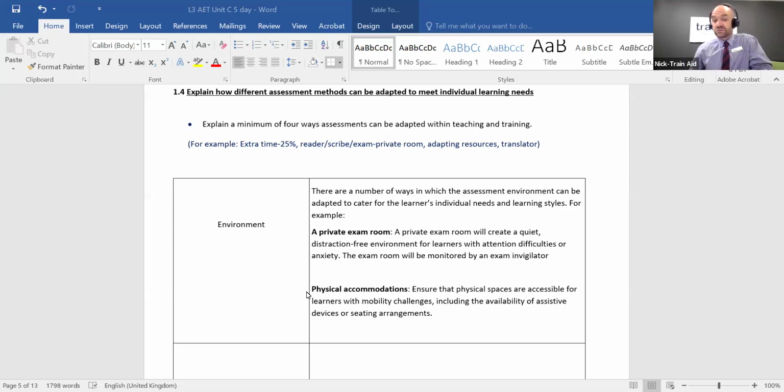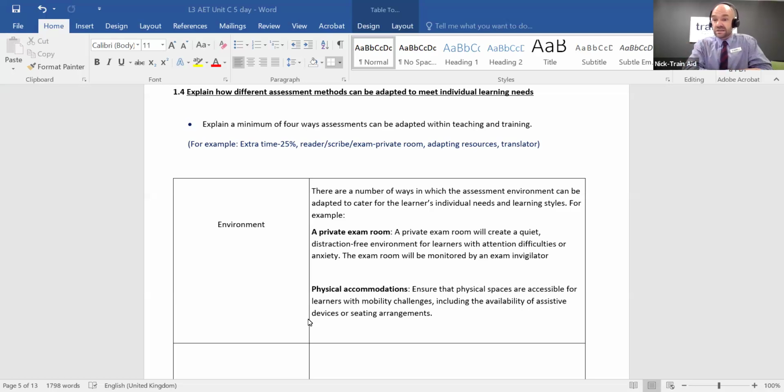Another point I put down there is physical accommodations to ensure that physical spaces are accessible for learners with mobility challenges, including the availability of assisted devices or seating arrangements there. So when thinking about booking the exam room, if there are learners with accessibility or mobility challenges, we need to ensure that they can access the examination room hassle-free. So we're thinking about the actual environment itself, where they need to be.